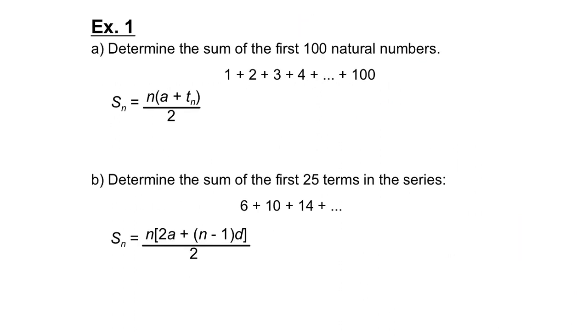So here's an example. First part, determine the sum of the first 100 natural numbers. As a reminder, the natural numbers are the numbers 1, 2, 3, 4, etc. Just whole numbers, not including 0. Okay, so if you want to find the sum of the first 100, you know that your final term is going to be 100, so you can use this formula.